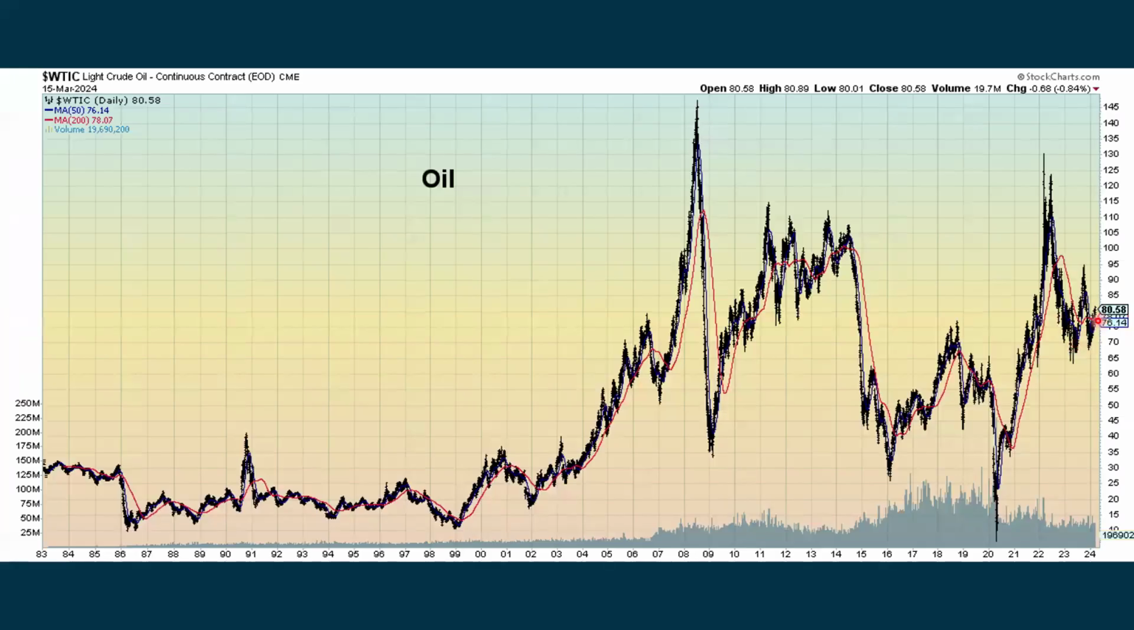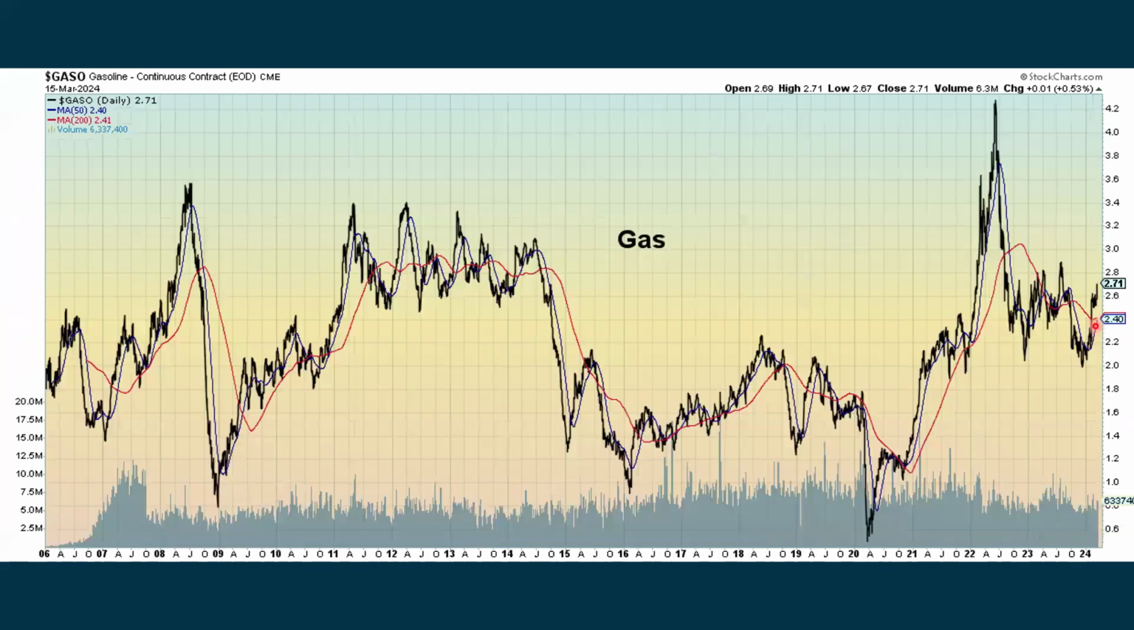Oil is right at about the 80 level. It's been bouncing around between 70 and 80 lately. If it really breaks out to the upside, that could be more inflationary. If it comes back down into the range that it's been in, that might ease off the pressure a little bit when it comes to oil inflation or deflation.